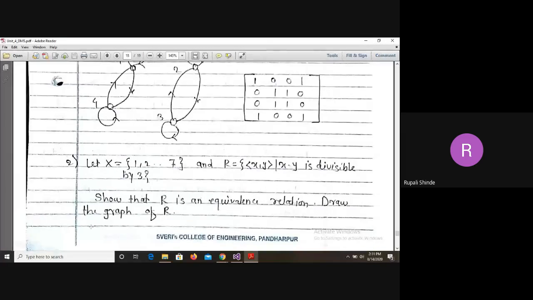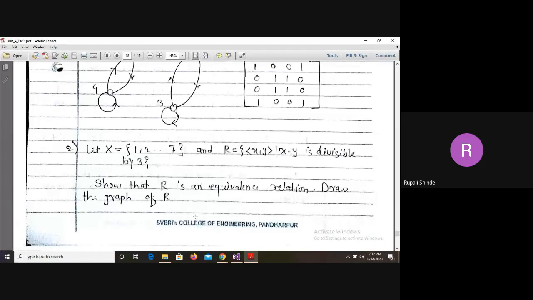Next question. Let X consist of the set of elements 1 to 7 and R is the set of ordered pairs (x, y) such that x minus y is divisible by 3. So here they have not directly given any relation. Set X is given and the definition for relation R is given. From that, we have to find out what the relation is, what the ordered pairs would be that can be included in relation R. Then show that R is an equivalence relation. Draw the graph of R.